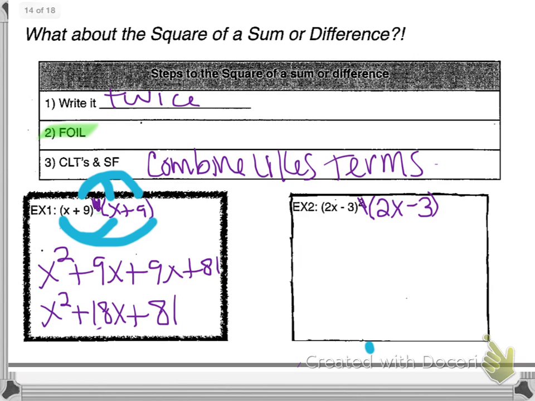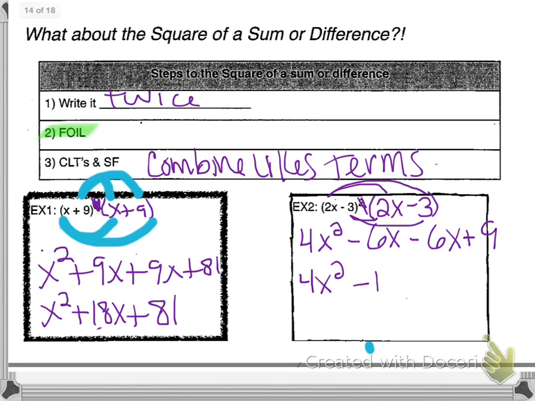So first gives me 2x times 2x, or 4x squared. Outside gives me 2x times negative 3, or negative 6x. Inside gives me negative 6x. And last gives me plus 9. So 4x squared minus 12x plus 9. That would be my answer all FOILed out.